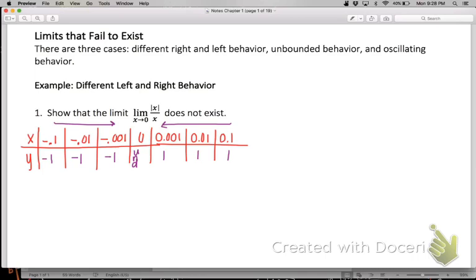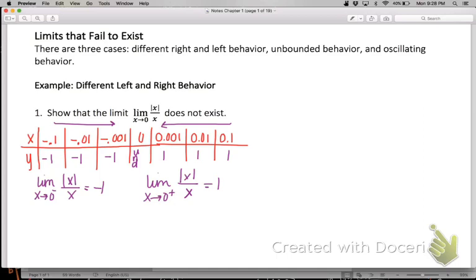So when we come at it from the left, the limit as x approaches 0 from the negative side of this function is going to be negative 1. I wish you could see my dog, Marty. But if I approach it from the other direction, the limit as x approaches 0 from the positive side is going to be positive 1. So that is how we can show that the limit does not exist.